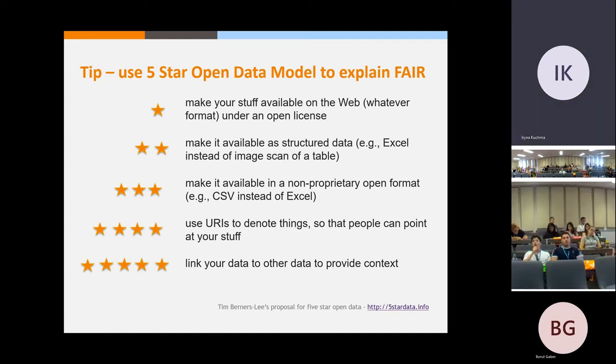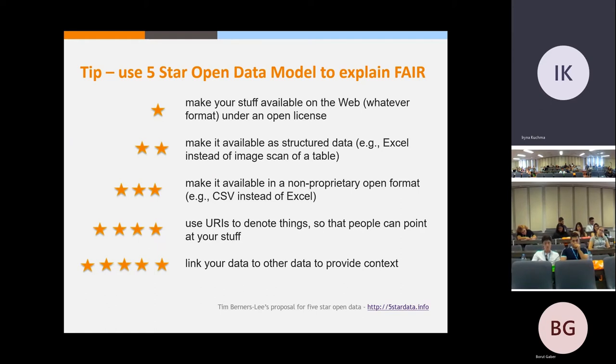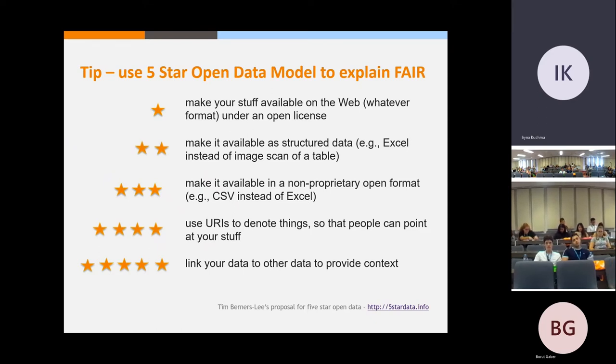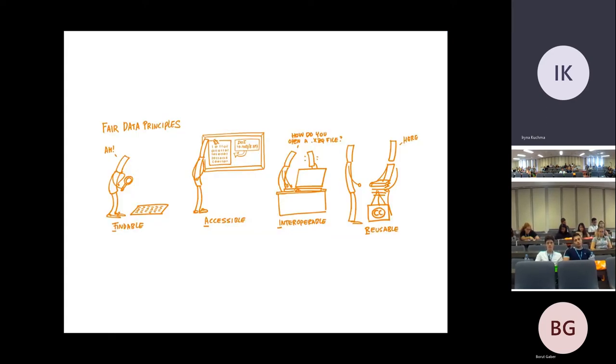4 stars when data is available in a resource that has unique resource identifiers, for example, when data is available in the repository with a unique link. And then 5 stars is when this data is linked to publications, for example, to a published journal article or to you as a researcher or to your other research, when this data is provided in a context.